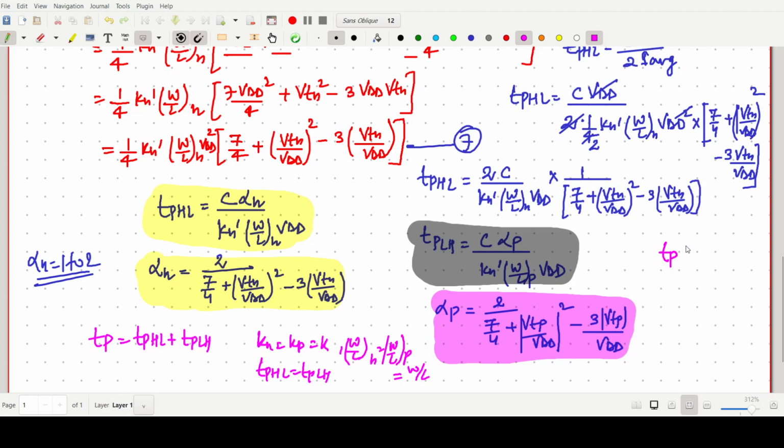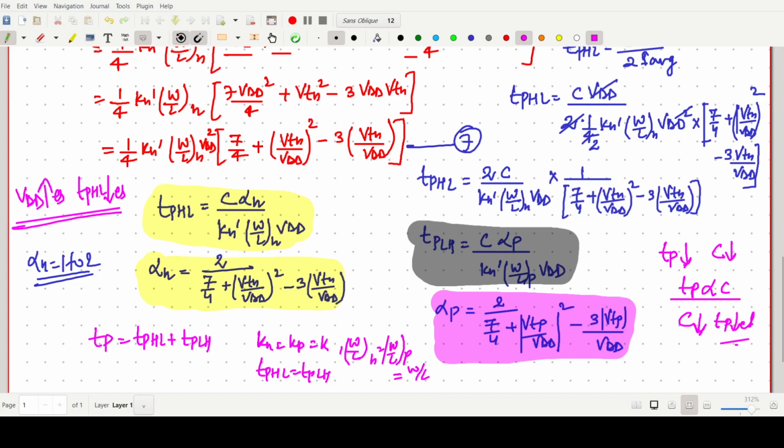TP can be minimized by decreasing the value of C, because TP is proportional to C. So if we minimize the capacitance value, then TP will automatically be reduced. We can also observe that if VDD increases, tau PHL will decrease, because this one is in the denominator. So VDD increases, tau PHL decreases. Same for tau PLH, it also decreases when VDD increases. So these are some concepts that we have to take care of.